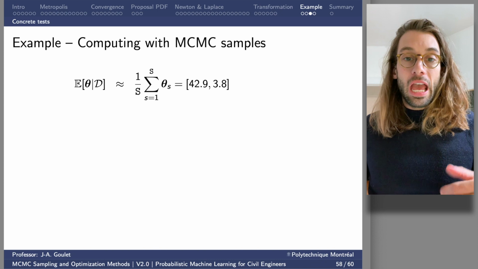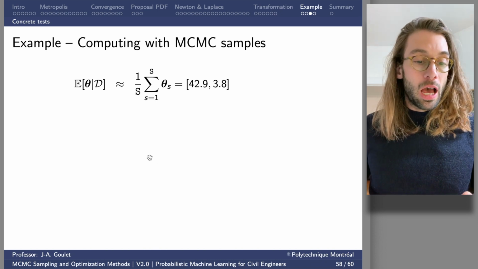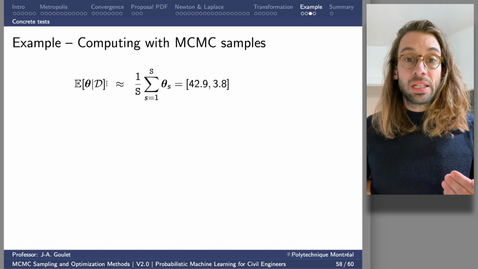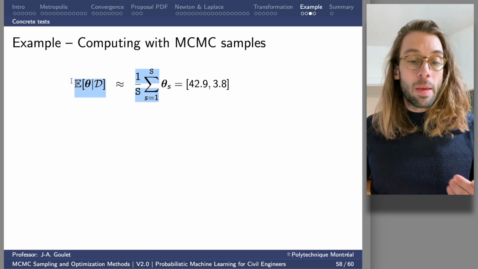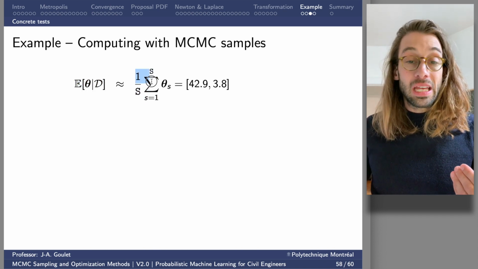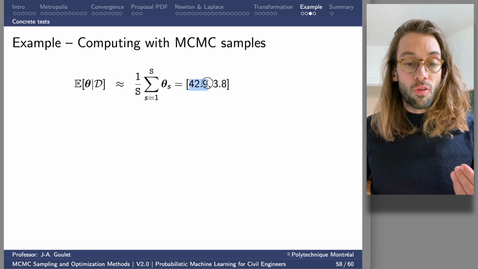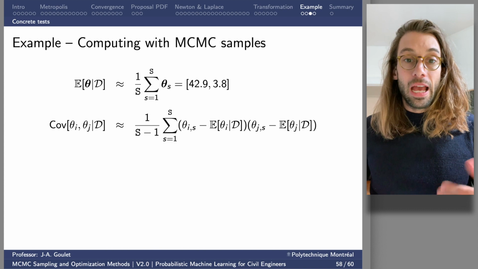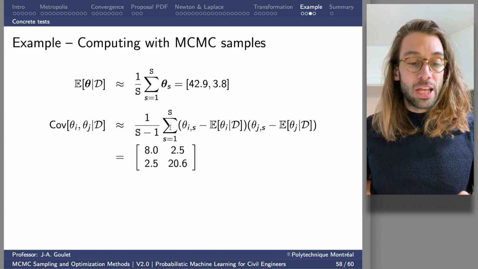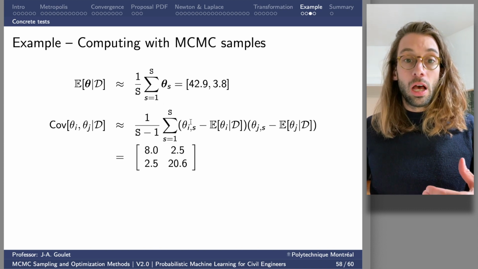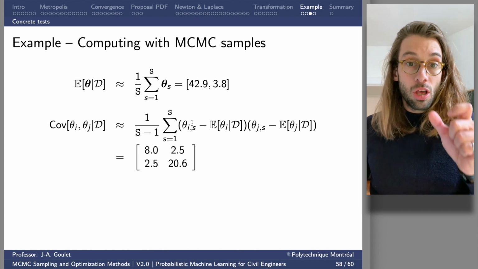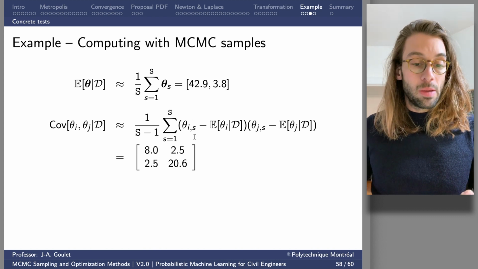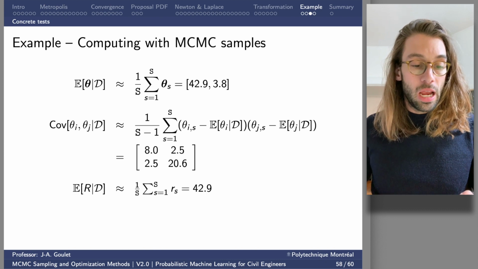So when I do my MCMC sampling, once I've done it and I have my set of samples, I can compute what's going to be my expected vector for my posterior. I take all my samples and take the empirical average. So it's going to be 43 and 3.8. Then if I want to calculate my covariance for my samples, I do the empirical covariance calculation for my ensemble of MCMC samples. This is the result I would obtain.